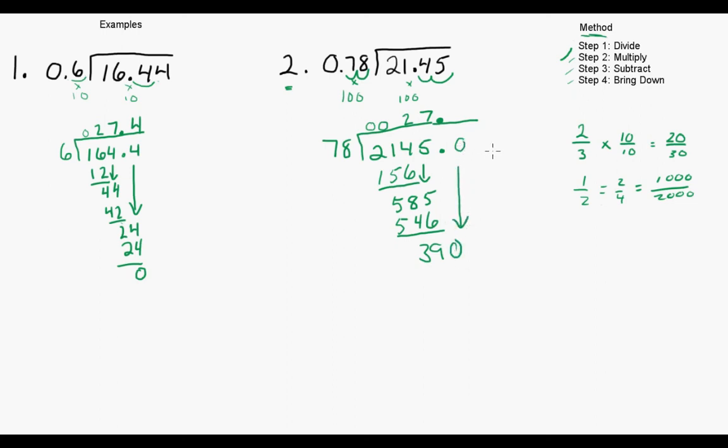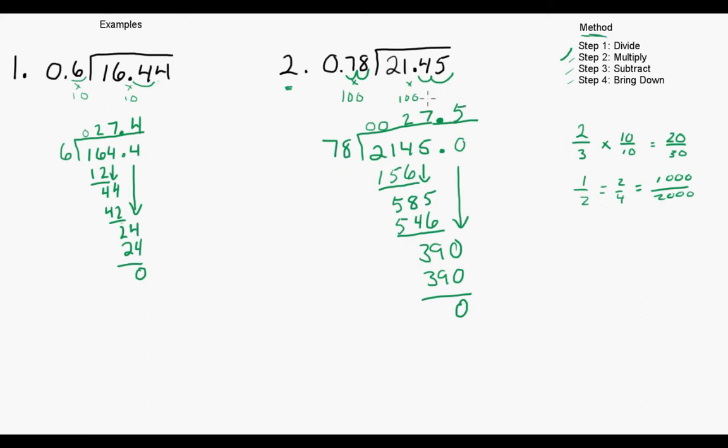Again, we can add zeros all the way across the page if we want, because adding those zeros isn't going to change anything in our number here. 2,145 is the same as 2,145.00000. Okay, so 78 divides into 390 5 times, and 5 times 78 is 390. We subtract those and we get 0, so we're done here as well. So 78 divides into 2,145 27.5 times, and 0.78 will divide into 21.45 27.5 times.